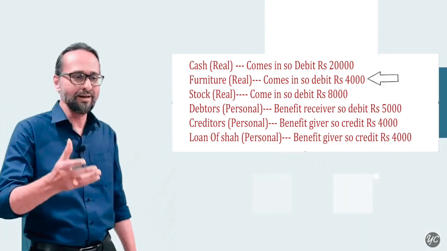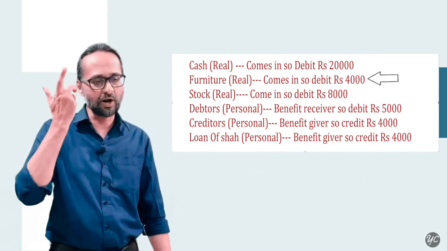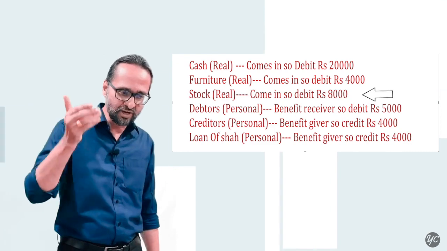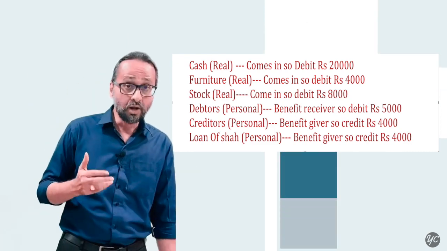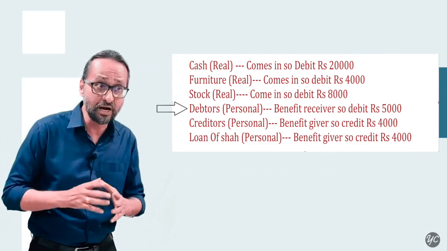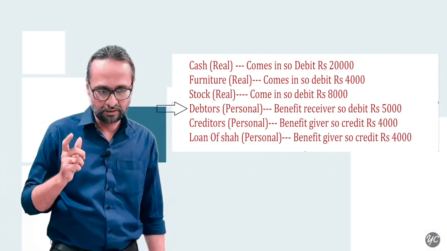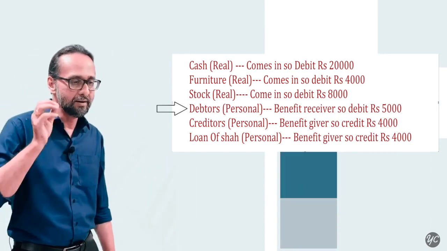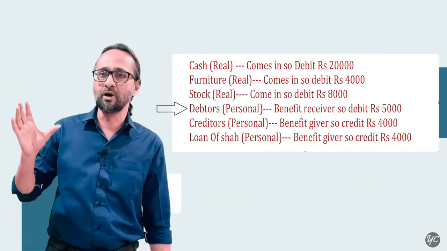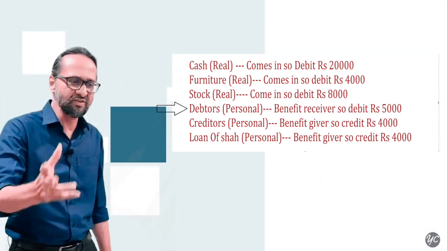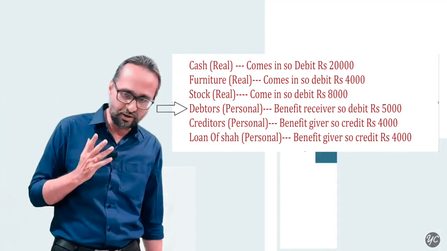Furniture is also a real account. Furniture comes in, so the furniture account is debited. Stock, again a real account. Stock comes in, so it is also debited. Now debtors. Friend, debtor is which kind of account? Debtor is a personal account. And what is the rule for a personal account? Debit the receiver, credit the giver. Here debtors are receiving benefit from the business, so definitely the debtors account is debited.